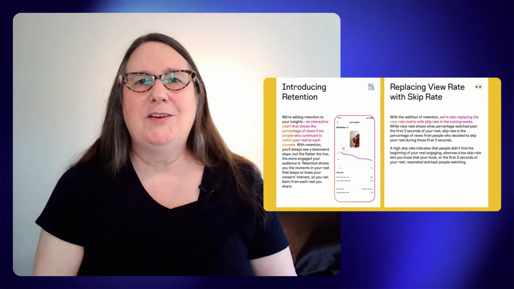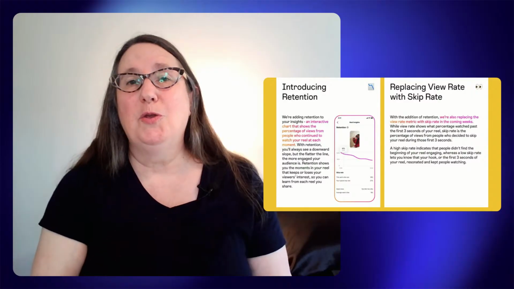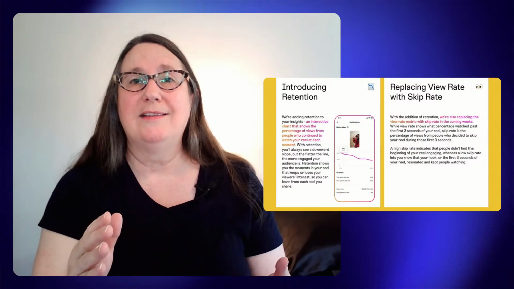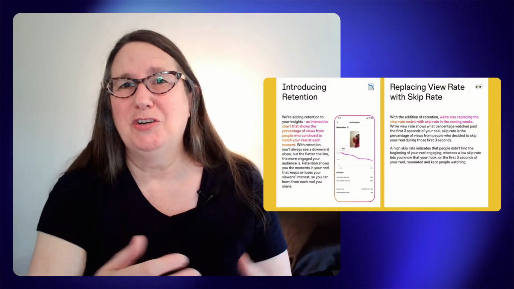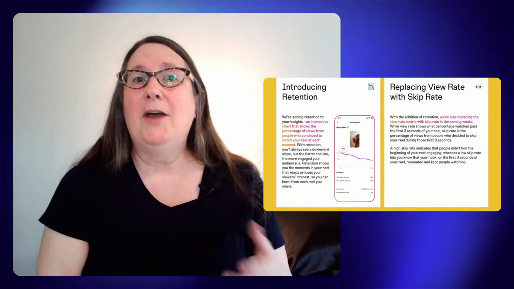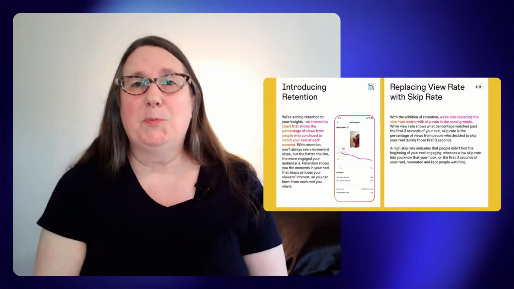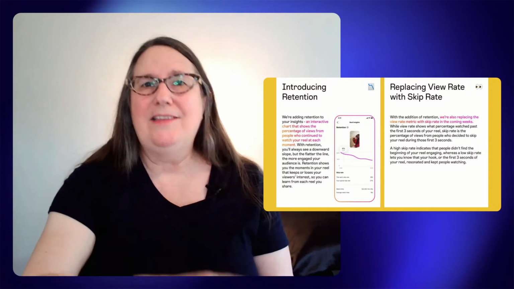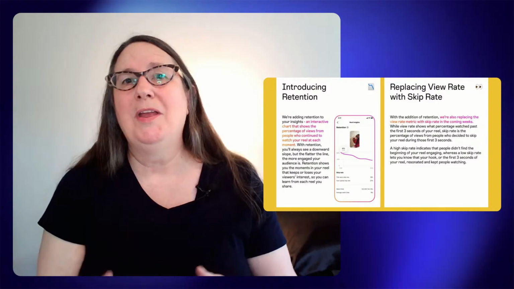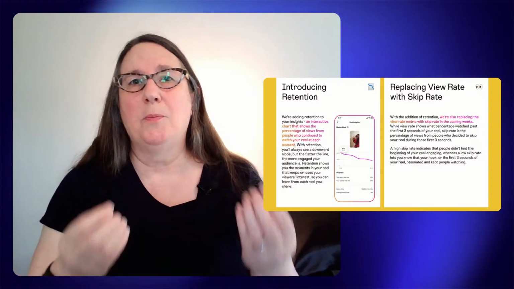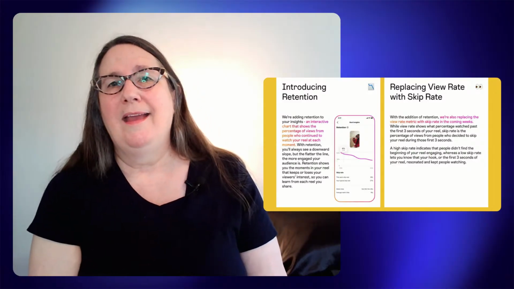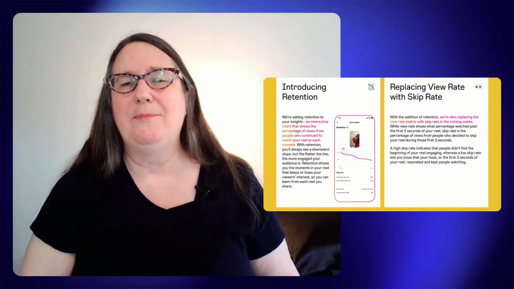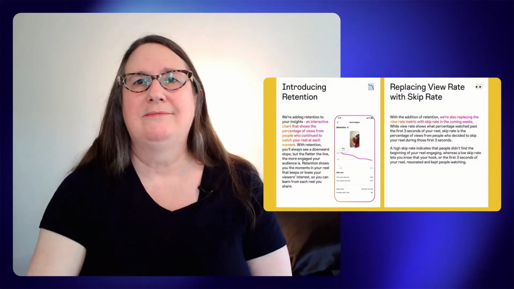They are also switching the view rate metric with the skip rate. The view rate was the percentage of viewers that watched at least 3 seconds. So it's intentional viewing, I guess. Now the skip rate is the percentage of viewers that leave in the first 3 seconds. So this is a way to easily see, are people being hooked into your video, into your reel? And if you have a very high skip rate, maybe you need to grab attention.